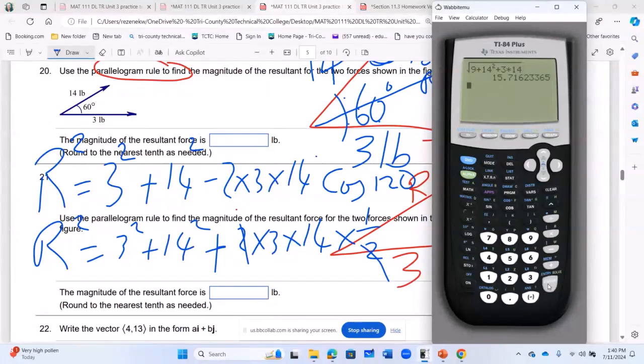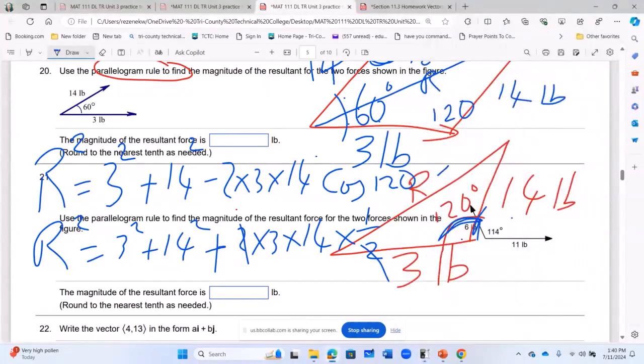Of course, the resultant force cannot be negative. Round to the nearest tenth. Therefore, the resultant force is 15.7. So see how we used the parallelogram we learned from geometry, the cosine rule and the unit circle to solve a problem. One more. Let's do one more problem.